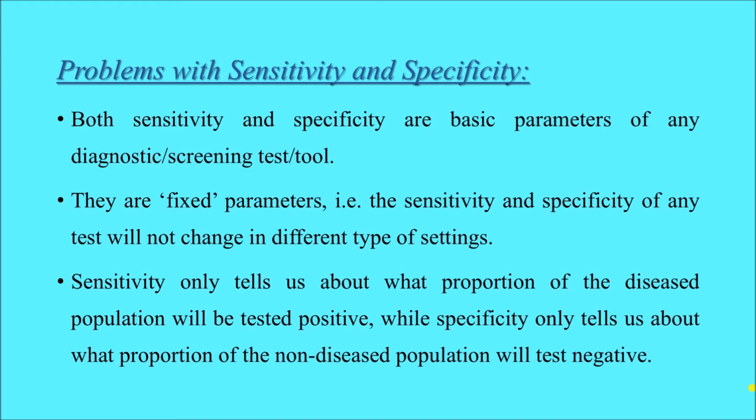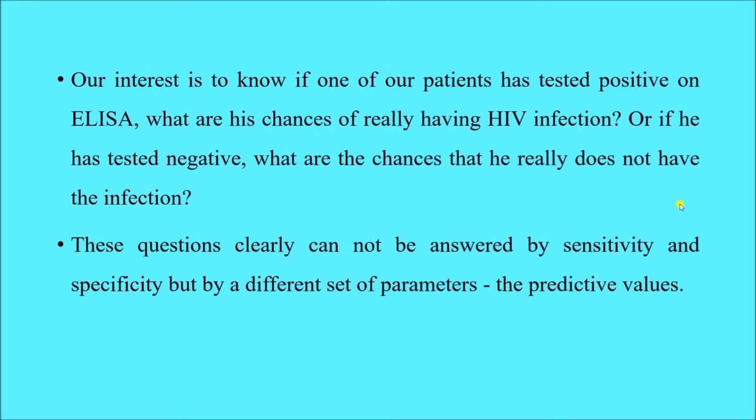Now, when we conduct any investigation on any person, the result comes as either positive or negative, and based on that we decide whether the treatment or any other management should be started or not. We are not concerned about what proportion of people having the disease will test positive. Rather, we want to know if a person has tested positive, whether he is actually having the disease or not, right? Similarly, if a person tests negative, whether he is actually free of the disease or not.